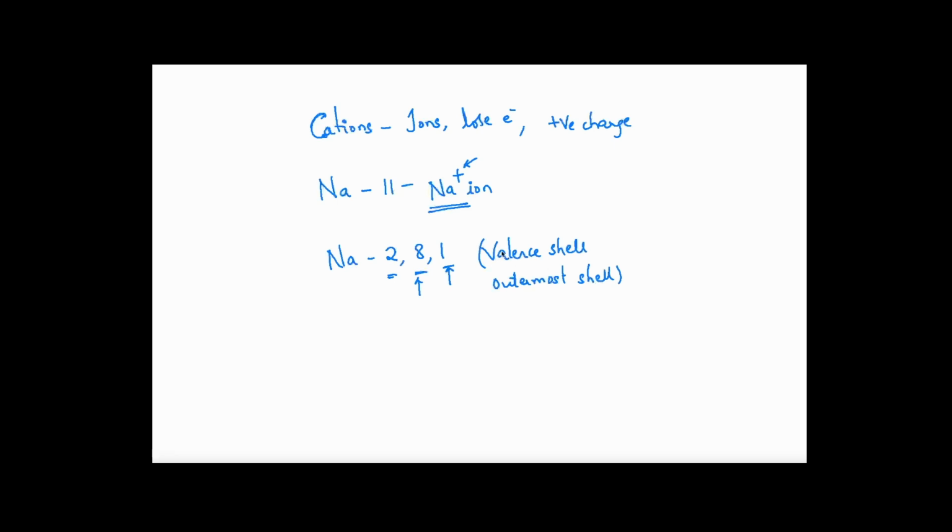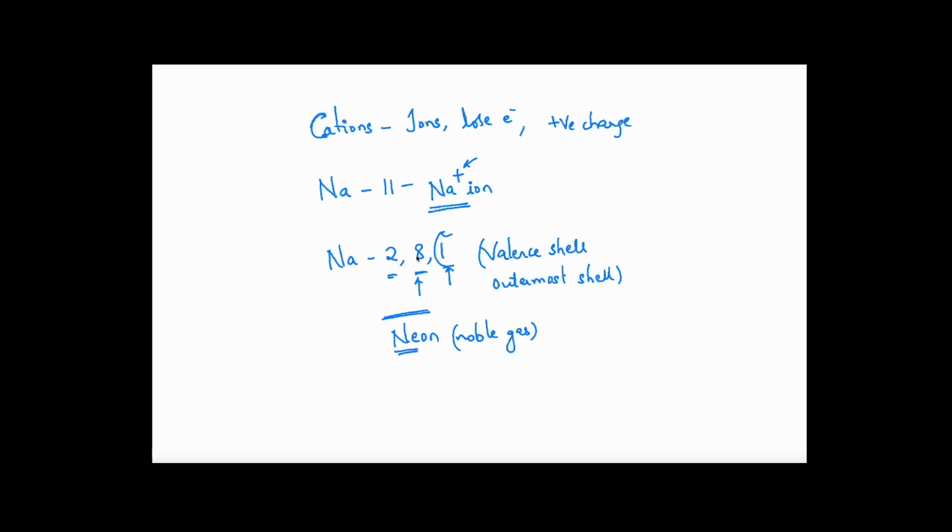So the outermost shell of a sodium atom contains 1 electron. Okay, so 2 electrons in its first shell, 8 electrons in the second, and 1 electron in the outermost shell, or the valence shell. Now sodium would want to give off this electron because it can reach the electronic configuration of the nearest noble gas, which is neon.